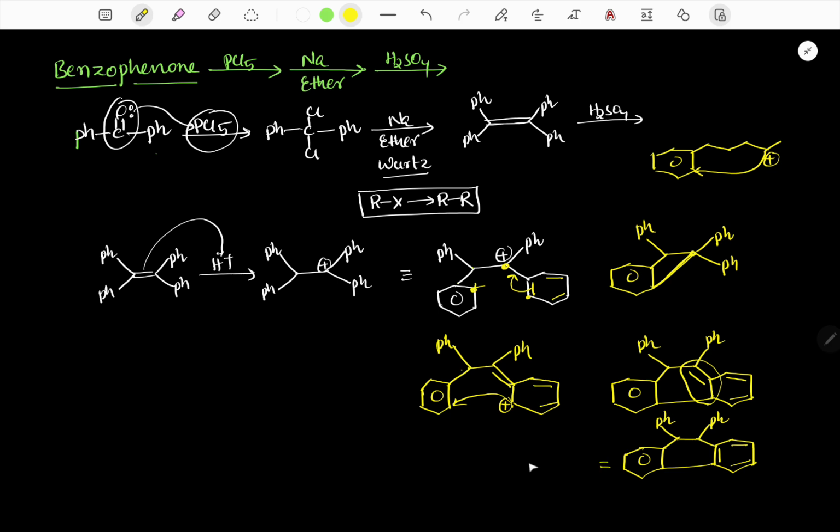So this structure can simply be written as a 6-membered ring fused with benzene, and benzene. So it is also a 6-membered ring and the corresponding Ph. So in a better way we can write like this.